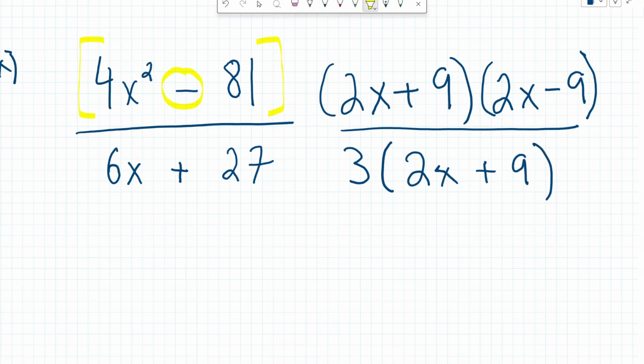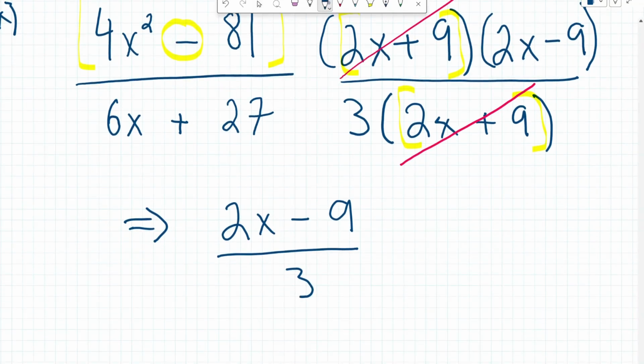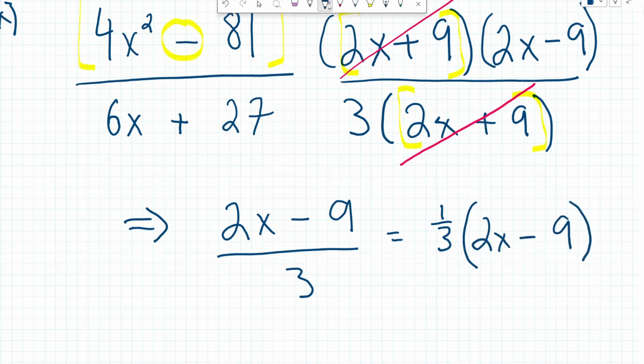Now we can see that we have one term on the bottom, 2x plus 9, which is the same as a term on the top. Therefore, in order to simplify this rational expression, we can simply divide out this term from the top and from the bottom. Therefore, we are left with 2x minus 9 divided by 3. And we can rewrite this as 1 over 3 times 2x minus 9.